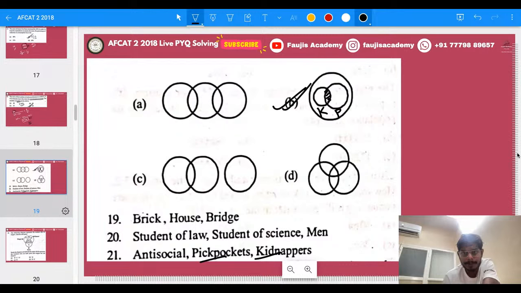Clear? 21. What do you guys think? What could be the answer? 21, guys. Any disputes, any claims, anything? Shall we move to the next one? Okay. All right.